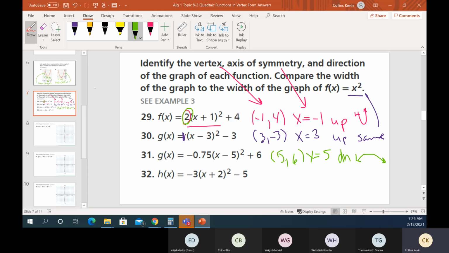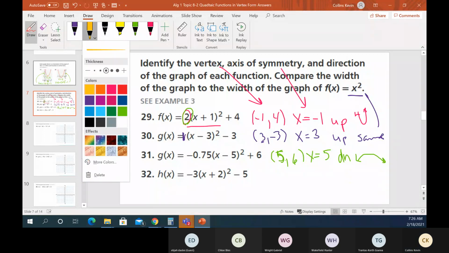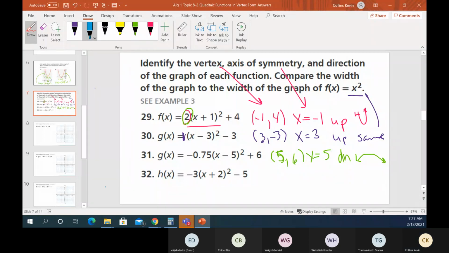All right, and how about the last one? What's our vertex here? Yeah, so switch the sign on the first guy. And what's our second guy? Yeah, leave the second guy alone. Same pattern every time. Then axis of symmetry is just x equals the first guy. So that's minus 2.